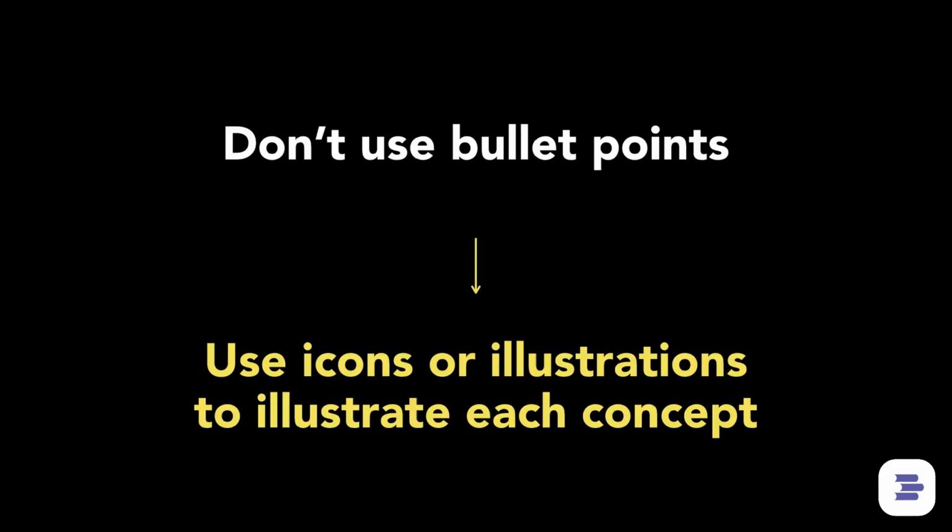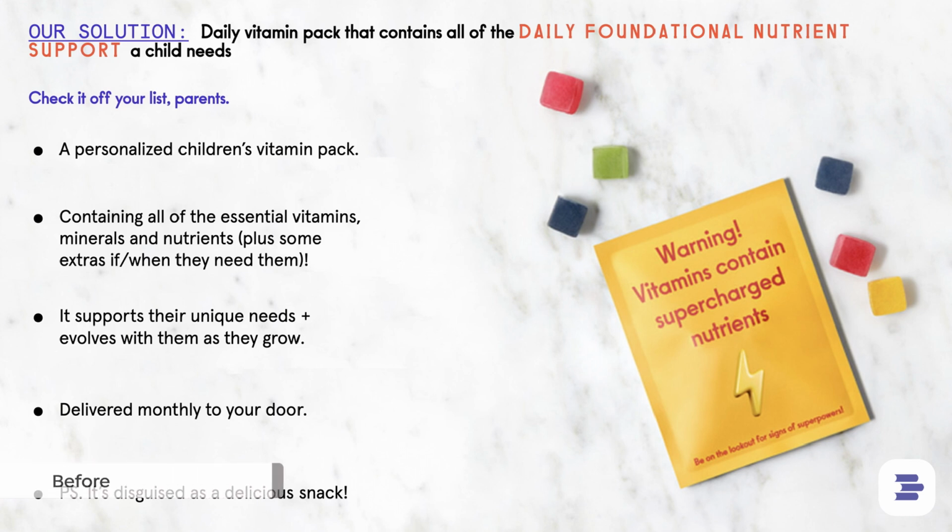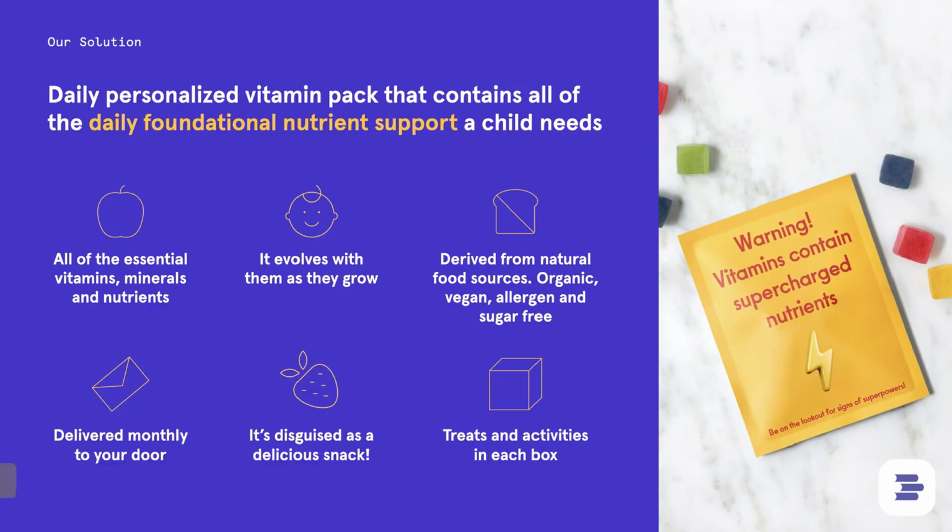Another very important don't is the bullet points. Don't use them at all. Whenever you can, use icons or illustrations or just separate your content in different blocks. For example, if you're doing a list of features, you can just try to separate the lines between them.